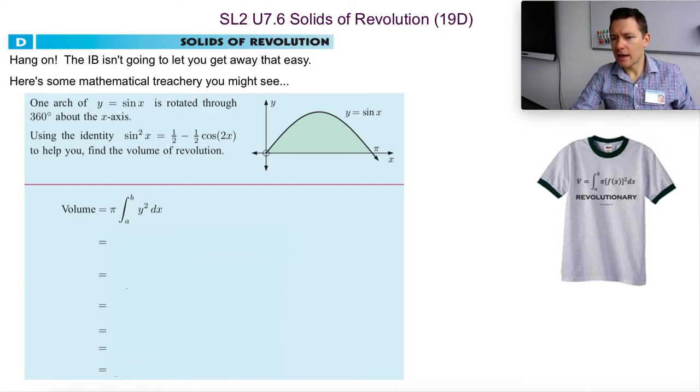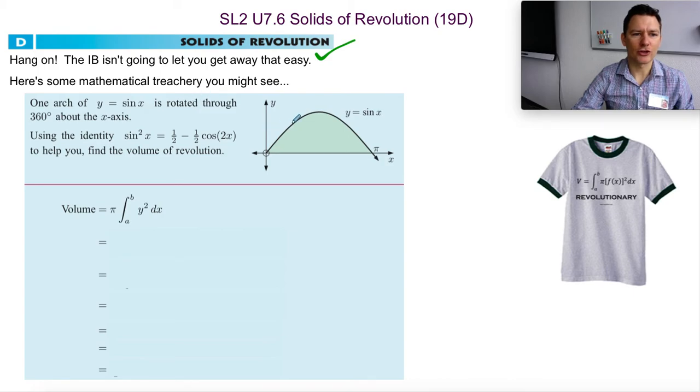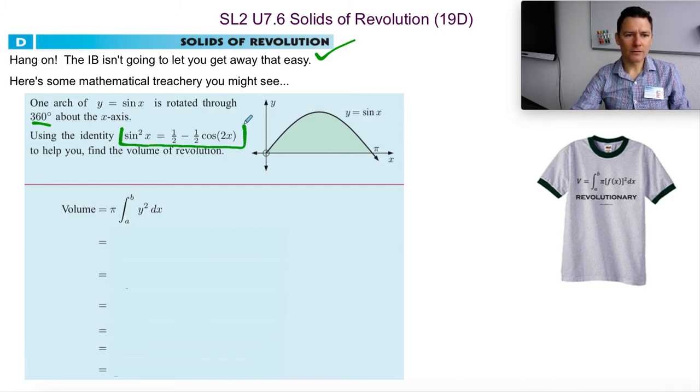Let's try one more problem, and then I'll show you a little trick. They're not going to let you get away that easy. There's some mathematical treachery that you might see. They said an arch, here it is, rotated through 360, goes all the way around. Using this identity, they're giving you that sine squared is really this piece. It helps you find the volume.